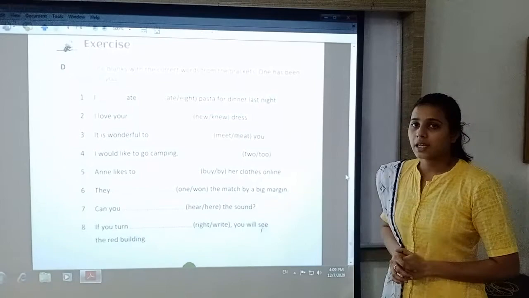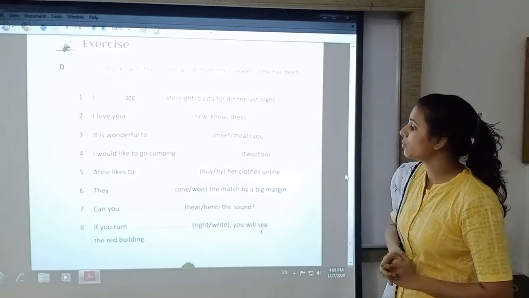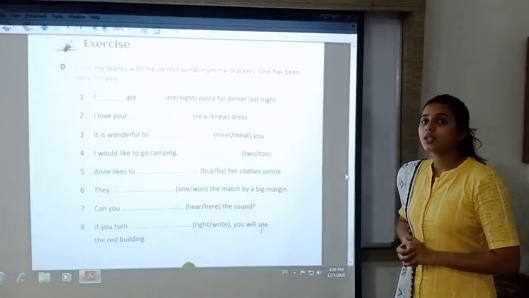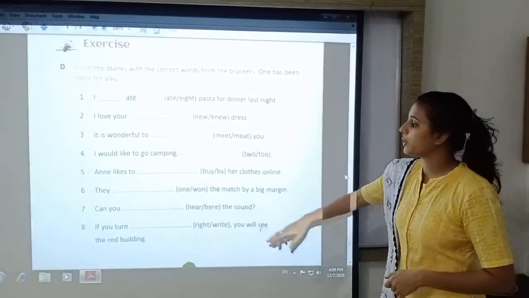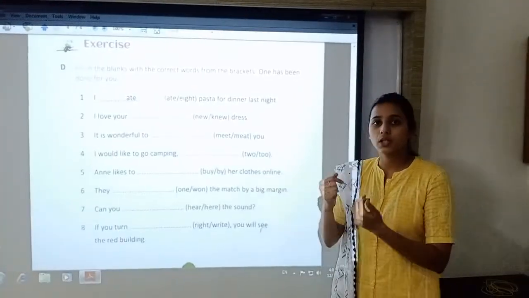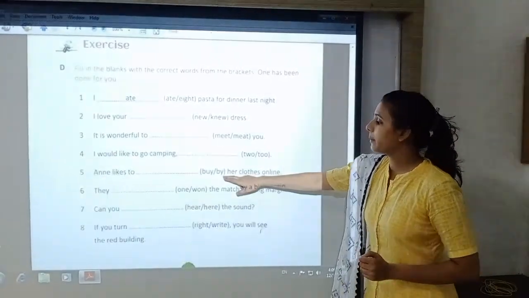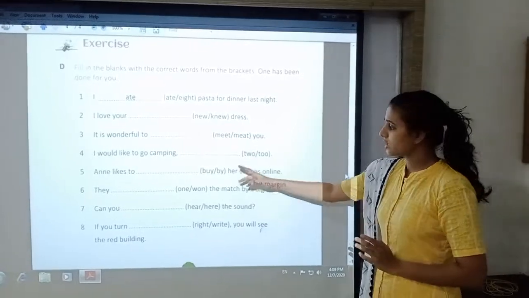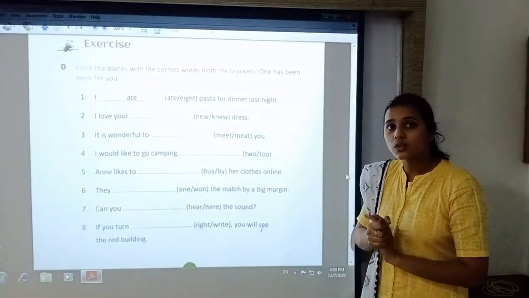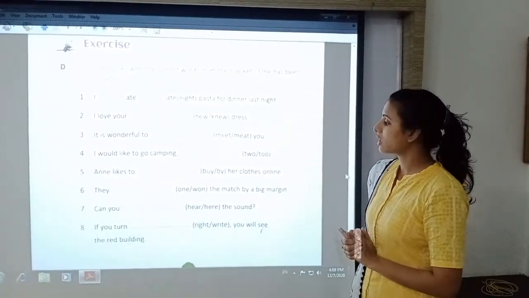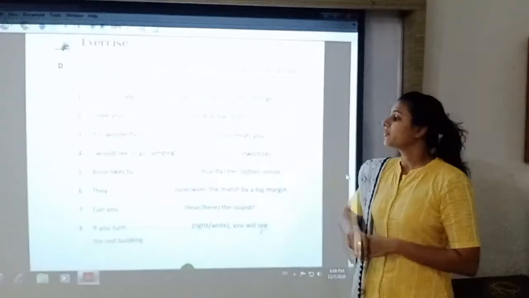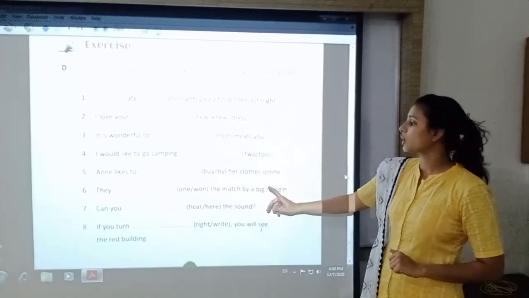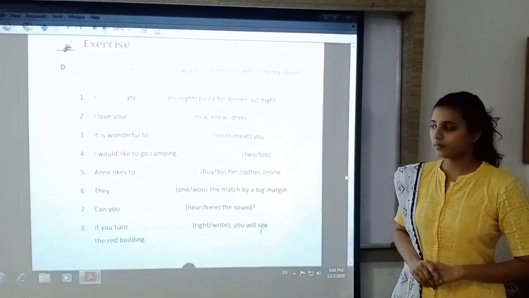Next is, Annie likes to dash her clothes online. What will she do with her clothes? BUY, that means to purchase, or BY, that means through something. So through something does not make sense in this sentence. So what will we choose? BUY. That means Annie likes to purchase, to buy her clothes online.